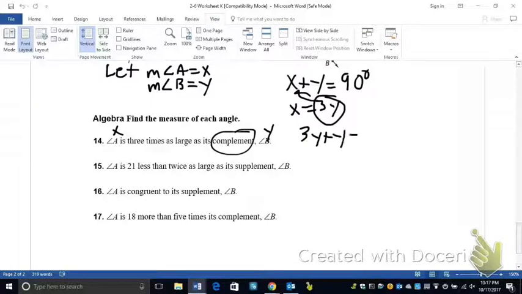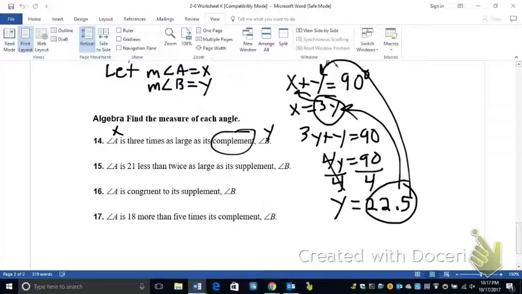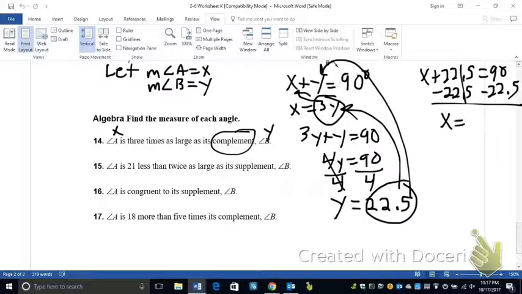We go 3y plus y equals 90 degrees, or 4y equals 90 degrees. We divide both sides by 4, and we get the lovely number 22.5. Now we take that y, plug it back into one of the other equations. Hopefully if we did this right, it doesn't matter which one we plug it into, we're still going to get the same answer. So we get x plus 22.5 equals 90. We subtract 22.5, and we get x equals, it's actually 78.5. I'll end up fixing it later, or not, it's actually 67.5. I'll end up fixing it in a second.